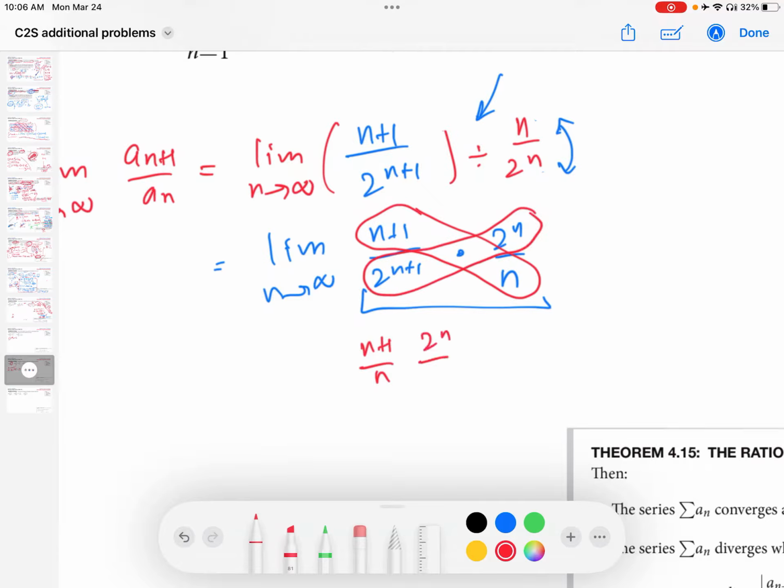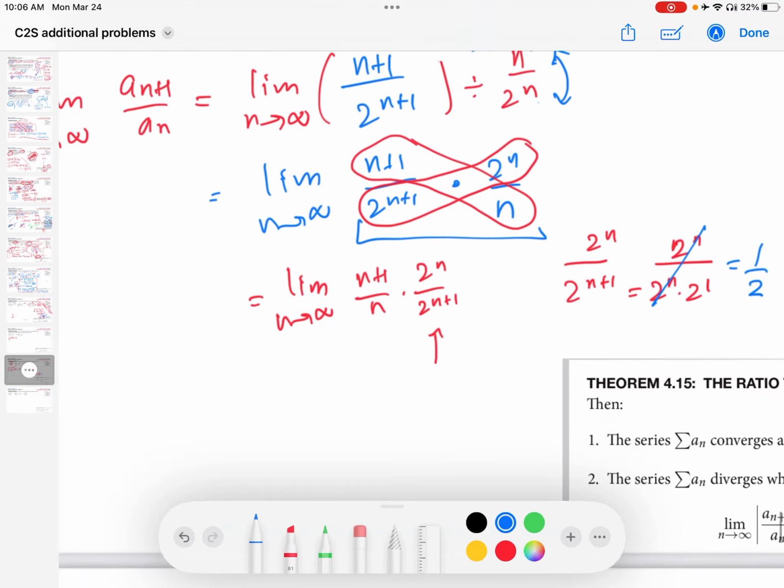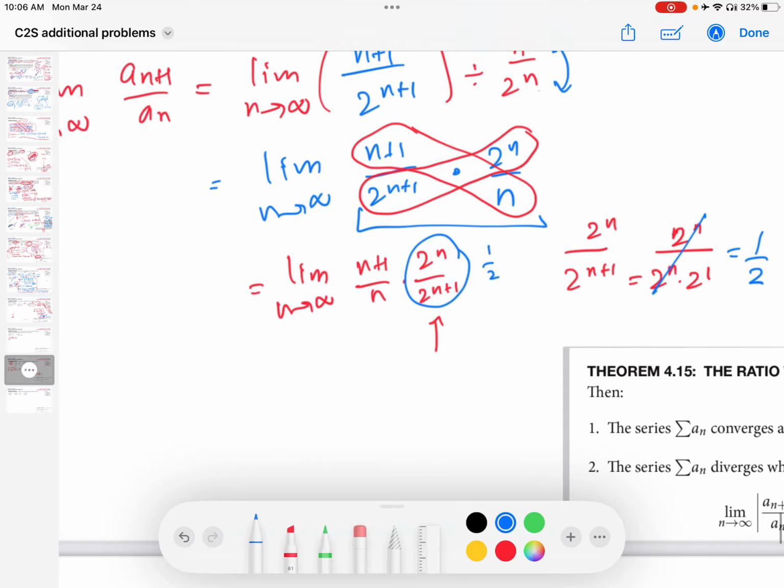This is 2 to the n over 2 to the n plus 1. Notice that I have powers of 2 in the numerator and denominator. 2 to the n plus 1, by the rules of exponents, is 2 to the n times 2 to the first. And I have a 2 to the n in the numerator, so from here we see that these two cancel, and I'm left with 1/2. So I can replace this term here with 1/2. So I have the limit as n goes to infinity of n plus 1 over n times 1/2.